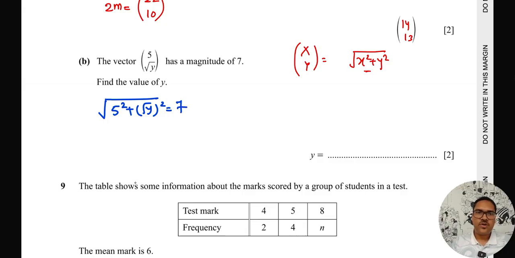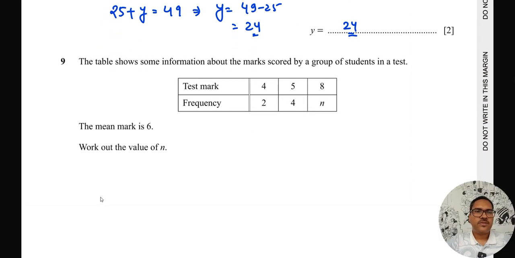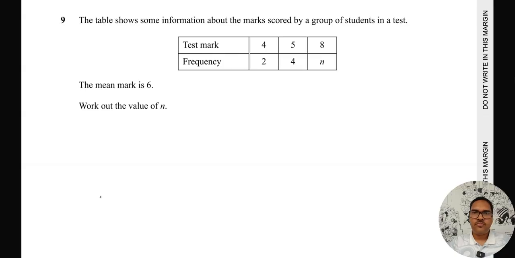So what you can see is, you can square on both sides. This is 25, root y square is y. This is 7 square, which is equal to 49. So what is y? This is 49 minus 25, which is equal to 24. So y is equal to 24.